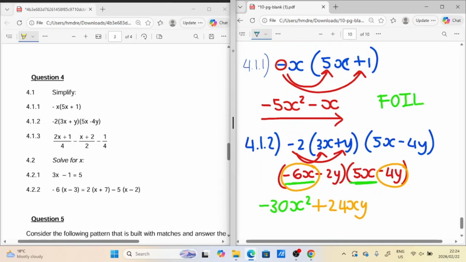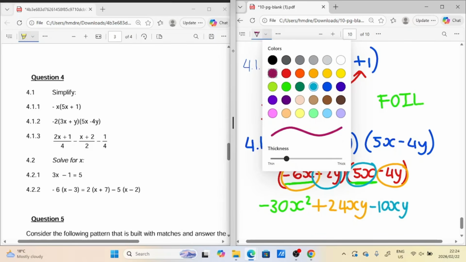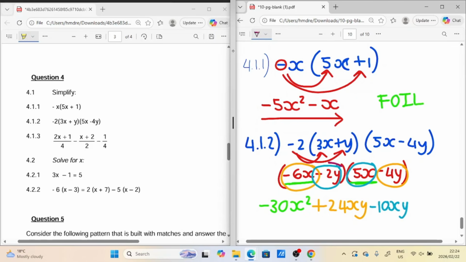So our inner terms is going to be minus 2y times 5x. So that's going to be a minus and a positive makes negative. 2 times 5 is 10xy. And then finally, we are doing the last terms. So it's going to be minus 2y and minus 4y. So minus 2 times minus 4 gives us positive 8. y times y is y squared.